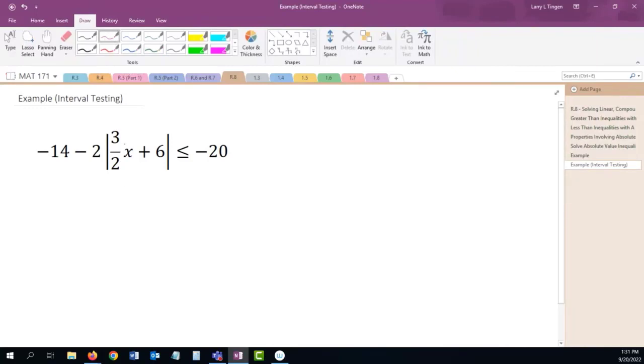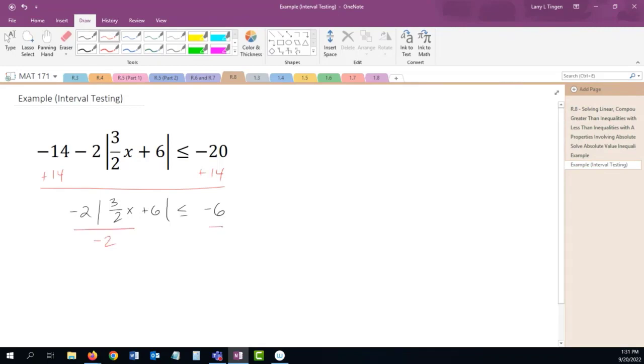I want to isolate the absolute value. So everything with an absolute value goes to one side, everything without goes to the other. That means that -14 needs to go away. And I get rid of that by adding it to both sides, which means I now have -2 times the absolute value of 3/2 x plus 6 is less than or equal to -20 plus 14 is -6.